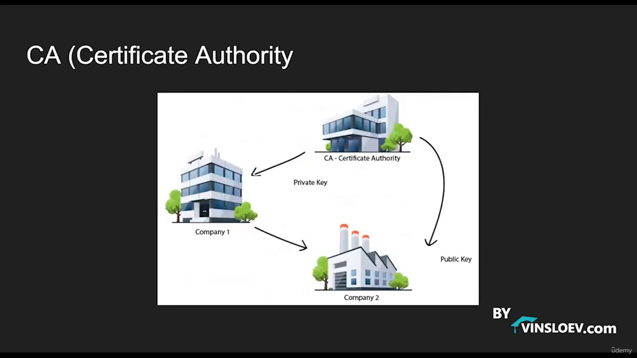So let's take a look at it. In the PKI we have something called the CA, the certificate authority. And as you see on this picture right here, this authority is on the top here at this building. And then we have company 1 and company 2. So company 1 needs to talk to company 2. And since they are going to do this in an encrypted manner and company 2 wants to ensure that what they are receiving is from company 1, they are using this certificate authority as their main trust source.